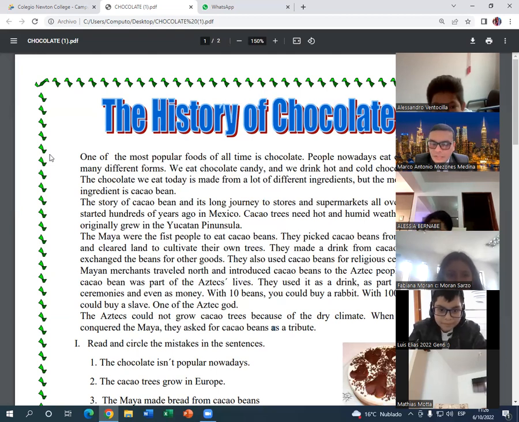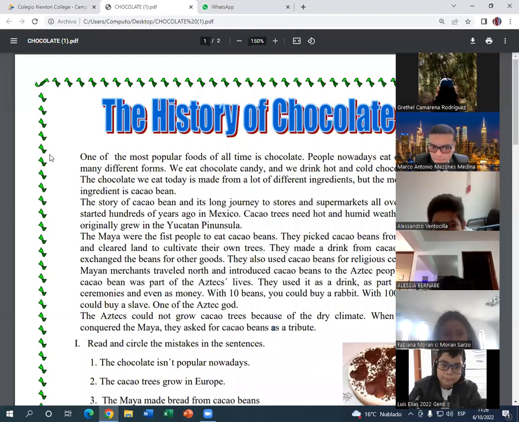The history of chocolate. One of the most popular foods of all time is chocolate. People nowadays eat chocolate in many different forms. We eat chocolate candy and we drink hot and cold chocolate drinks. The chocolate we eat today is made from a lot of different ingredients, but the most important ingredient is cacao bean.